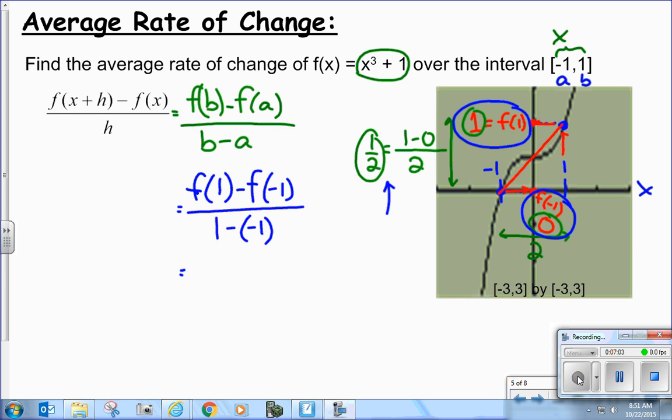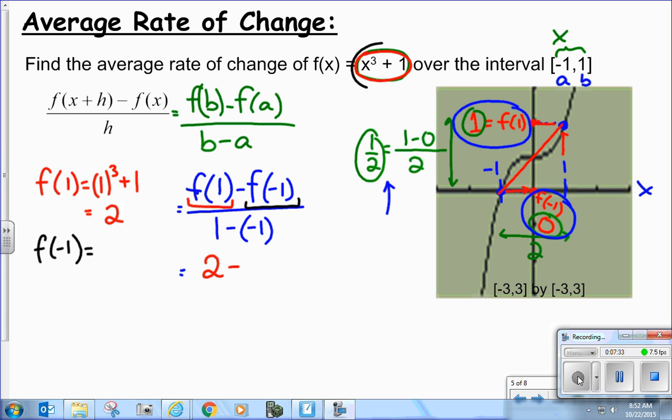Well, let's figure out. f of 1, I'm going to plug a 1 in here, is 1 cubed plus 1. That equals 2. All right? So for this, I get a 2 minus, let's figure out what f of negative 1 is.